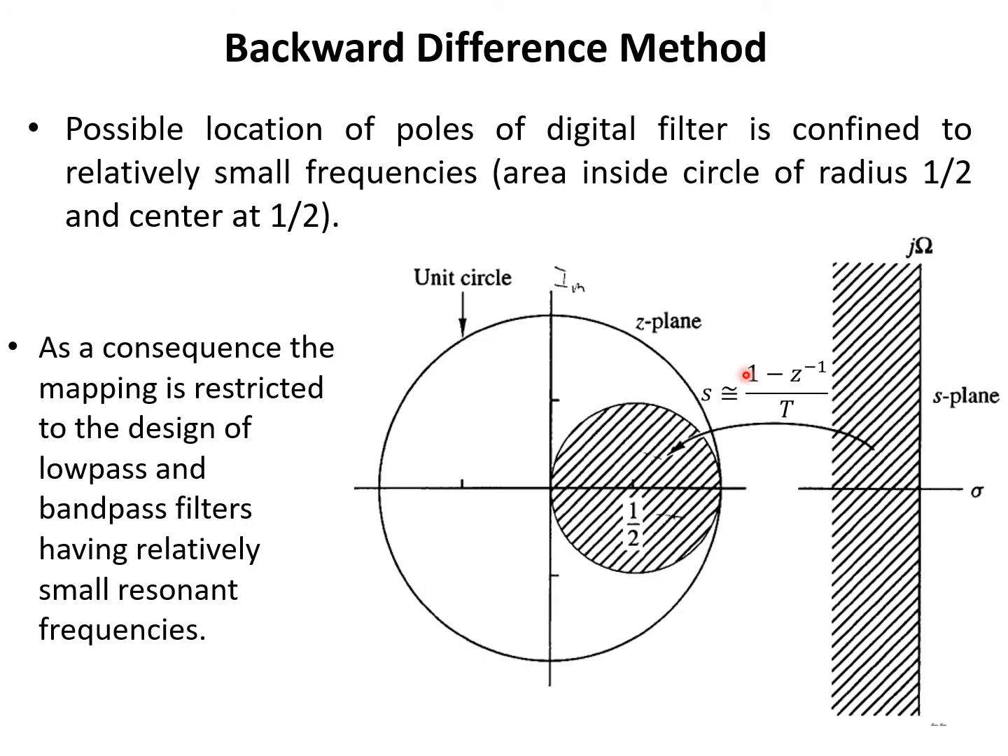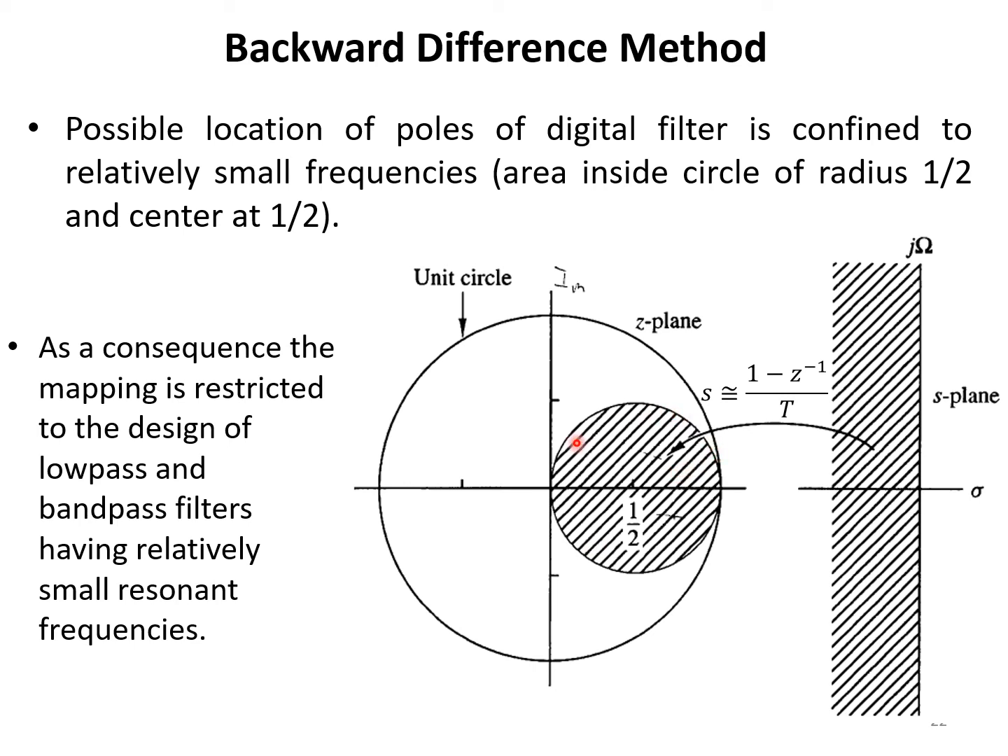Now this figure shows the mapping of s-plane poles onto the z-plane poles when we use backward difference approximation, in which s is equal to 1 minus z power minus 1 upon T. The T is the sampling interval. Now you can see the entire left half plane of S domain, which is the stable region, is mapped onto a circle of radius 1 upon 2 and the center also 1 upon 2. So the entire stable region is mapped into a very small area in the z plane.